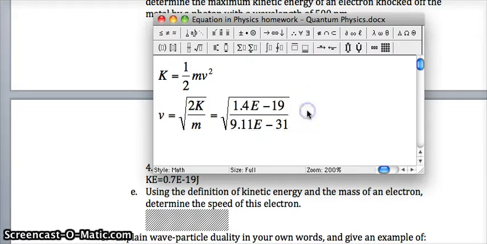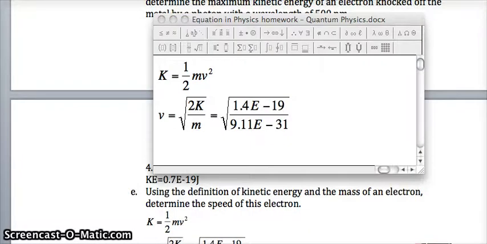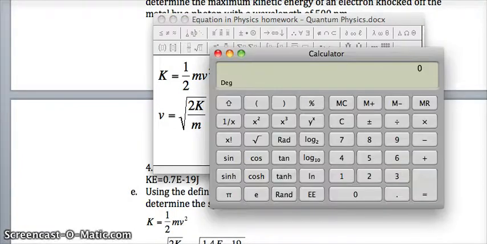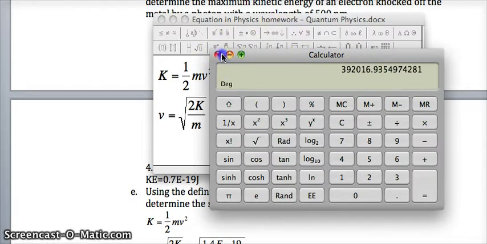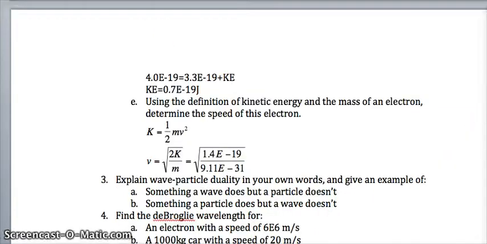Sorry, it's done now. All right, so we can use our calculator. We take 1.4 times 10 to the negative 19th divided by 9.11 times 10 to the negative 31st. Big number, take the square root of that, and that gives us, well, a slightly smaller number, 3.9 times 10 to the 5th, which is pretty fast, but not relativistic by any means.